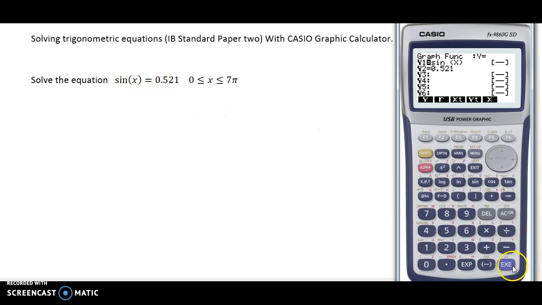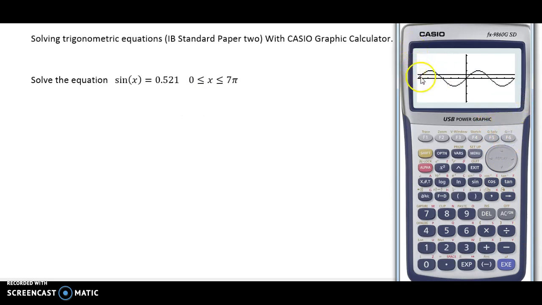So execute and draw them, please. Draw them, and you will see that you have many intersections. But this range that goes from 0 to 7 pi is not accurate here, as this is not going from 0 to 7 pi, it's going from a negative number. So we must arrange that. How do we do it?